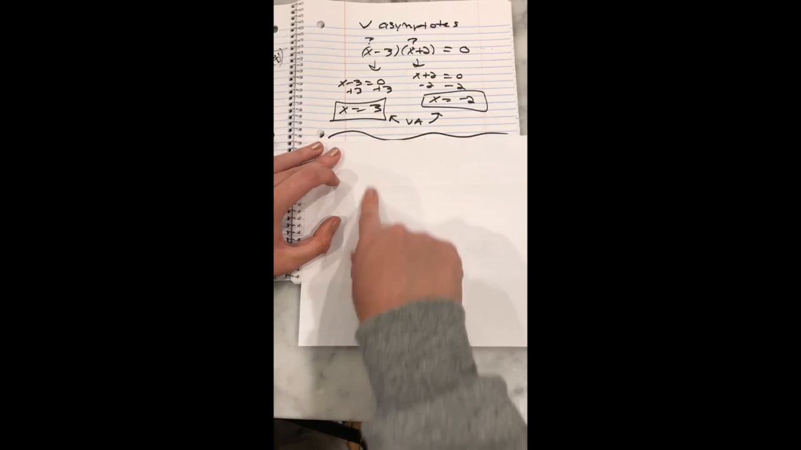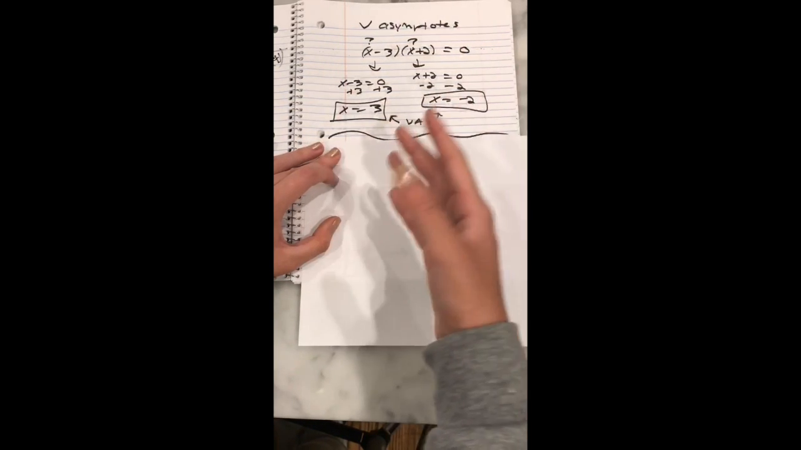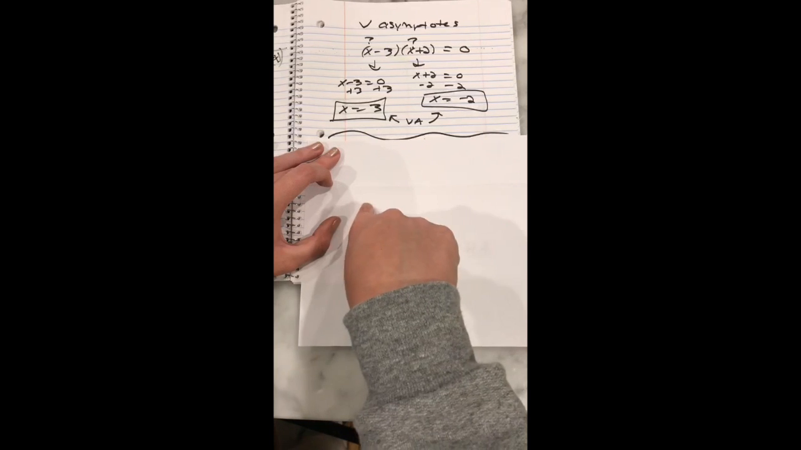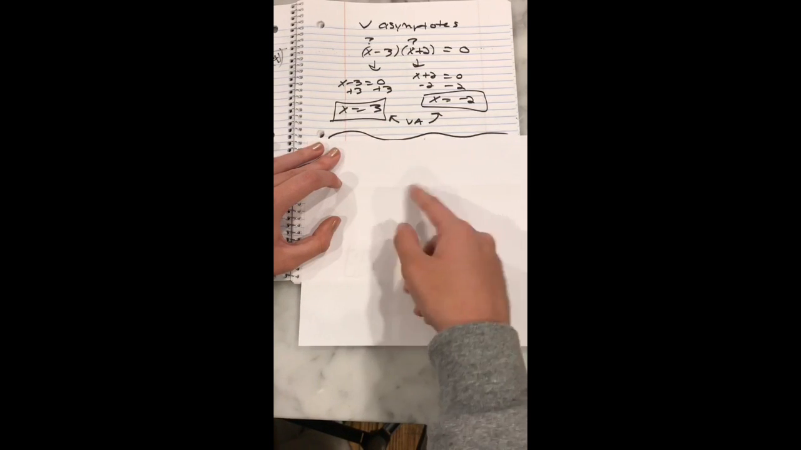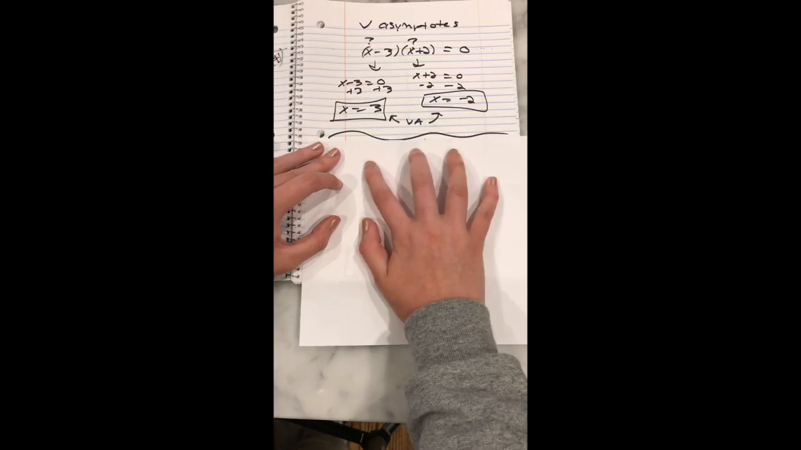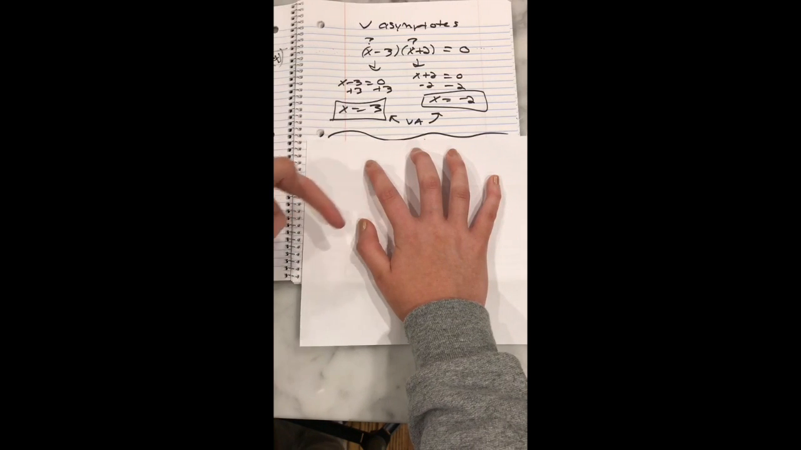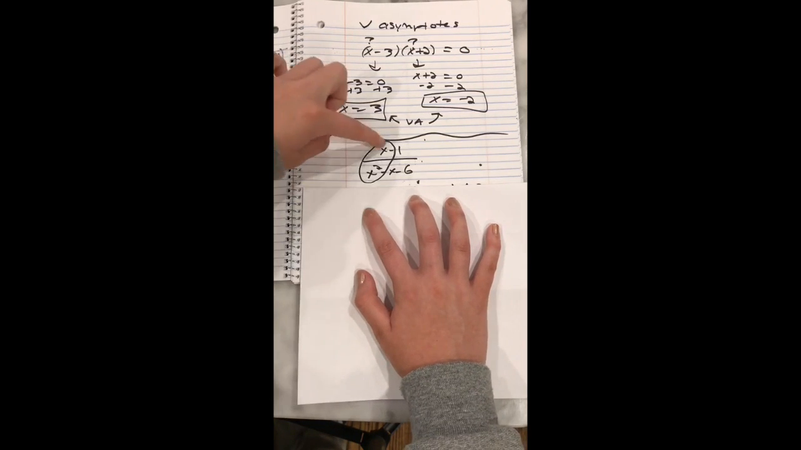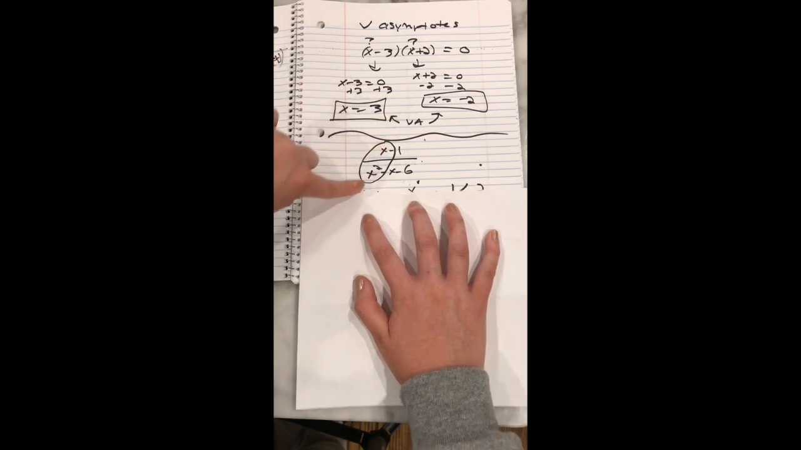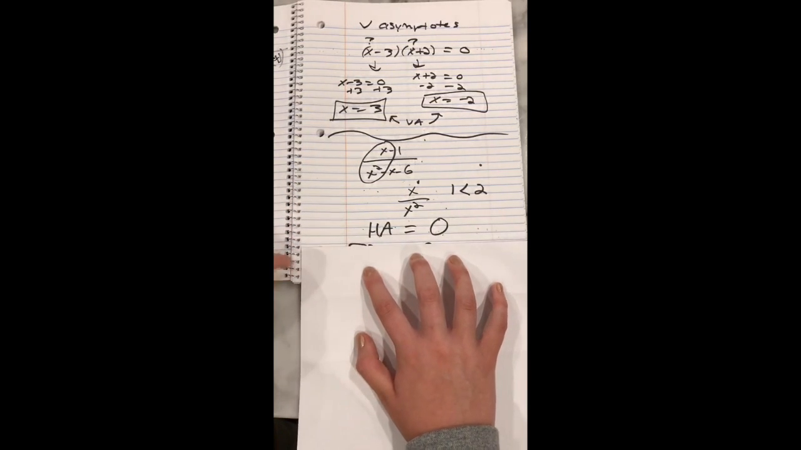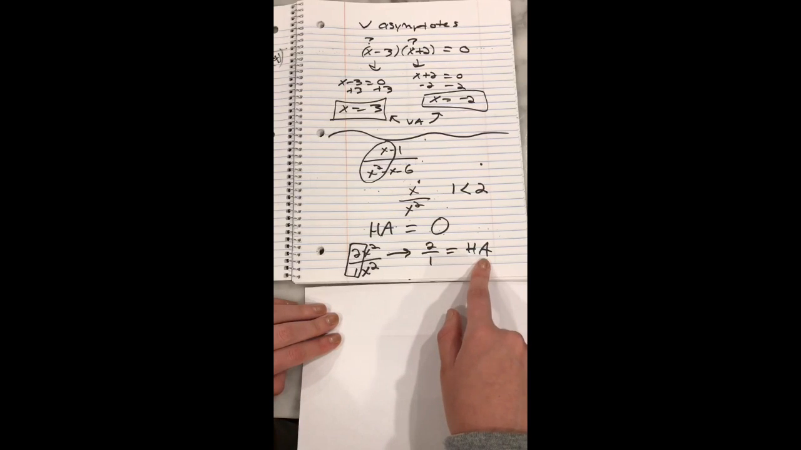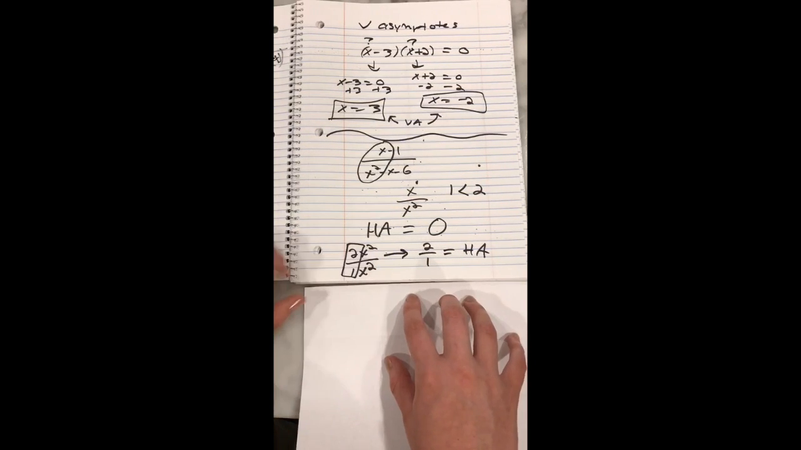If the exponents are the same, then you'll take the leading coefficient on the numerator, divide it by the one on the denominator, and that is your horizontal asymptote in that case. If the exponent on the top is less than the exponent on the bottom, then you'll always have a horizontal asymptote of 0. In this case, we can see x to the first is less than x to the second, so we have a horizontal asymptote of 0. Here's a little example of how you would find the horizontal asymptote if the exponents were the same.